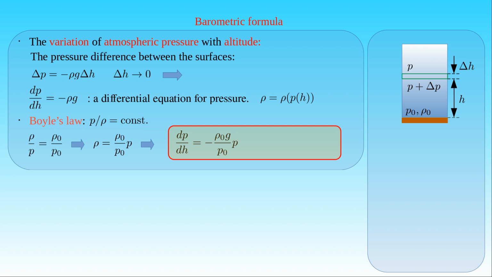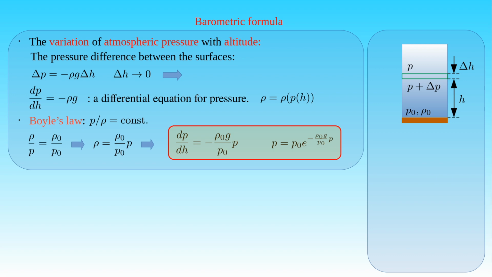Here the factor of the pressure P on the right-hand side is constant, and we can integrate this differential equation with the boundary condition, which tells that the pressure P is equal to the reference pressure P0 at the surface of the Earth, that is at h equal to 0. The solution is the barometric formula, which states that the pressure P of the air is equal to the reference pressure P0 times the exponential of minus a constant times the height h, where the constant is the ratio of the product of the reference density ρ0 and the gravitational acceleration g to the reference pressure P0.